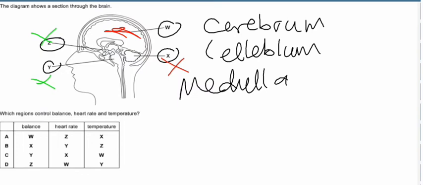So which regions control balance, heart rate, and temperature? The region which controls balance here is X. And then which controls heart rate, it is just the medulla oblongata, which is Y. Then temperature, it is just the hypothalamus, which is Z. So the answer is just going to be B.